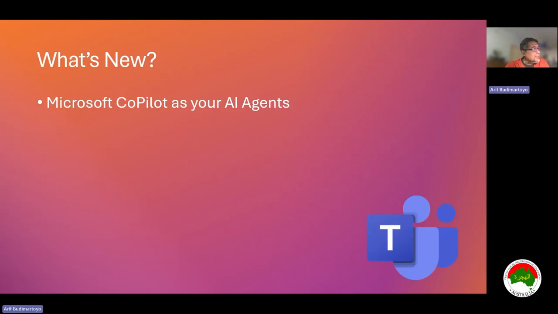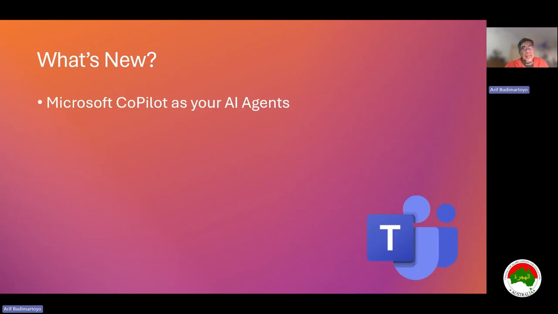Okay, now, Microsoft Copilot as your AI agents. What is an agent? Basically, an agent in the AI world is an instance that you can ask for help, that you can expect to make your work a lot easier than before.